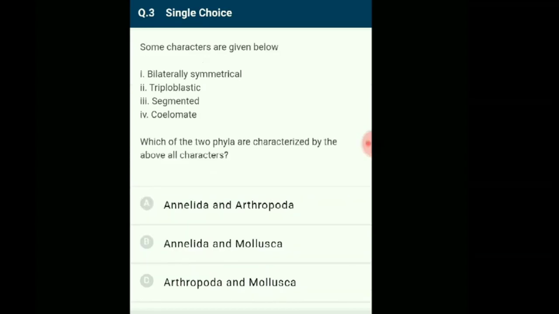Question number 3. Some characters are given below. Which of the two phyla are characterized by all the above characters? Annelida and Arthropoda are bilaterally symmetrical organisms that are triploblastic, segmented, and coelomates. Echinoderms are also bilaterally symmetrical organisms, but a few organisms show pentaradial or five-sided symmetry. Mollusks have bilateral symmetry but are unsegmented organisms. So the answer for this question is option A, phylum Annelida and Arthropoda.